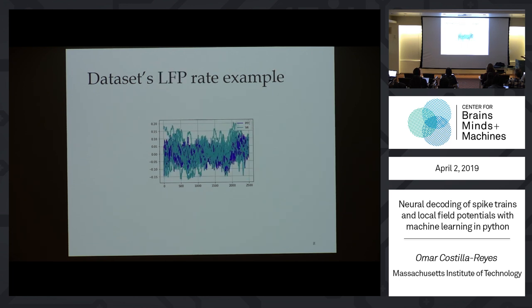And here we have another example, but now for the LFP, right? You can see here it almost looks like noise, right? But there are actually some frequency components going on here that my lab usually analyzes to try to infer what's going on in the brain. And also there are two areas, which are PFC and B4.